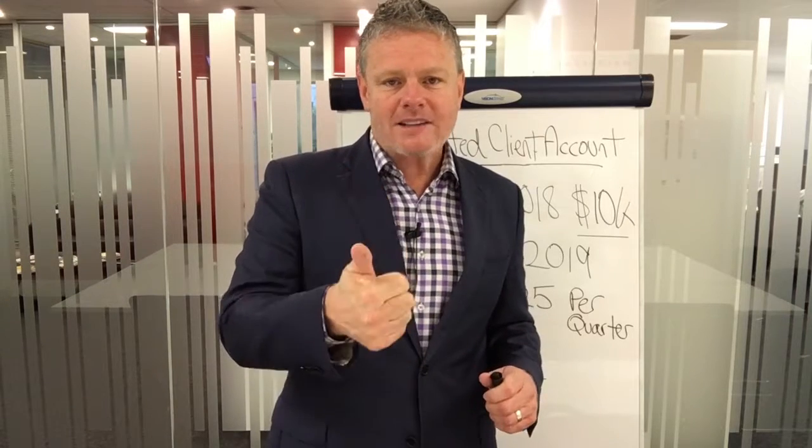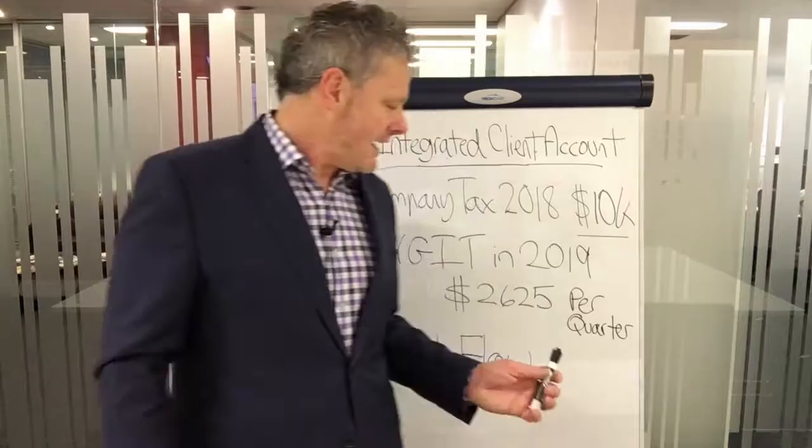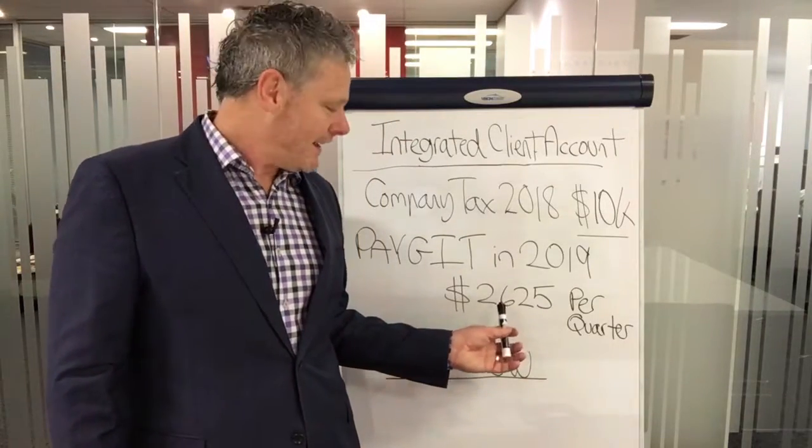So don't get bamboozled. On the BAS each quarter, you've got GST, you've got your employee tax, which are actuals, and this one here is a prepayment each quarter. Income tax is actual, instalment tax is cash flow and prepayments.